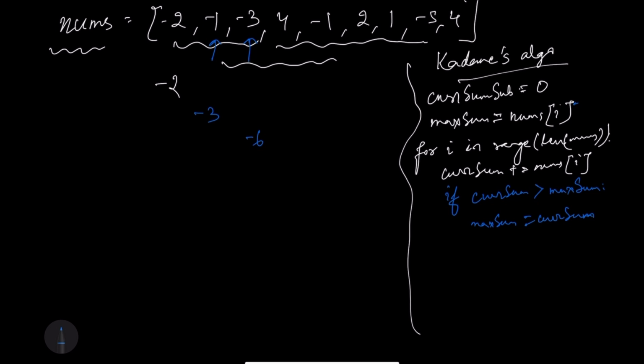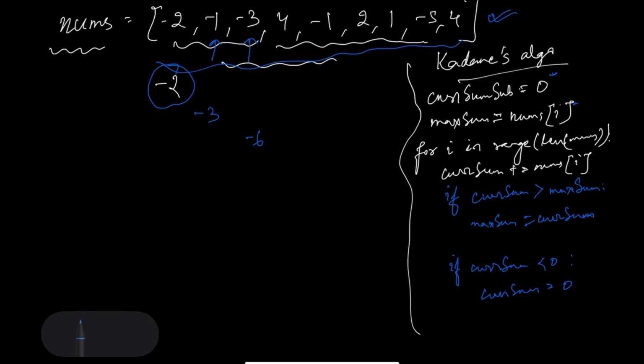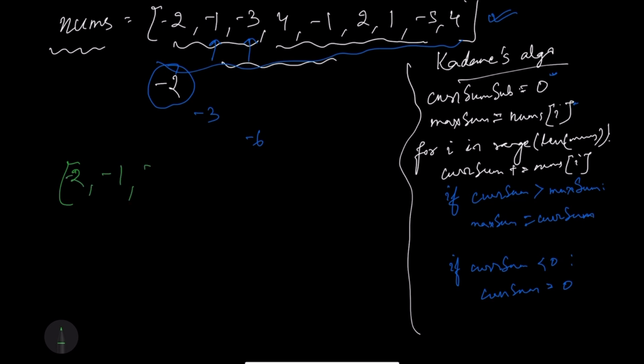But the catch of the algo is, if our current sum is smaller than 0, then we will update our current sum to 0. What this will do is, if I am iterating through this array, whenever we get a negative integer, we will just ignore that element and we will update our current sum to 0.